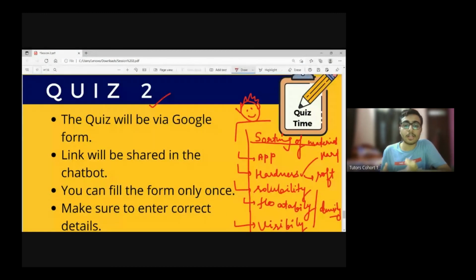You should spell your name correctly, and the contact numbers and the email IDs that we have asked you in the form, you should fill them correctly. Okay, that's a basic thing. All right, so now I'll provide the link in the chat box. Okay, so here it comes.